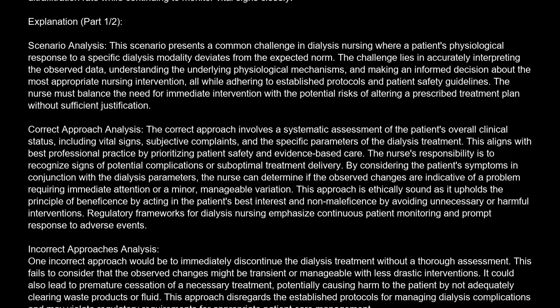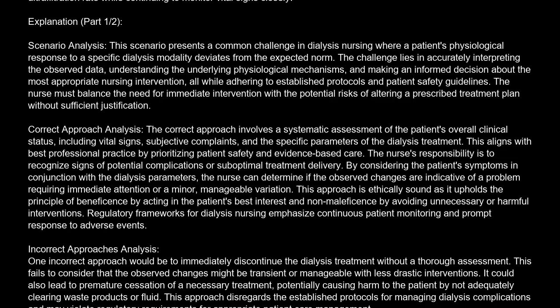Correct approach analysis. The correct approach involves a systematic assessment of the patient's overall clinical status, including vital signs, subjective complaints, and the specific parameters of the dialysis treatment. This aligns with best professional practice by prioritizing patient safety and evidence-based care. The nurse's responsibility is to recognize signs of potential complications or suboptimal treatment delivery.